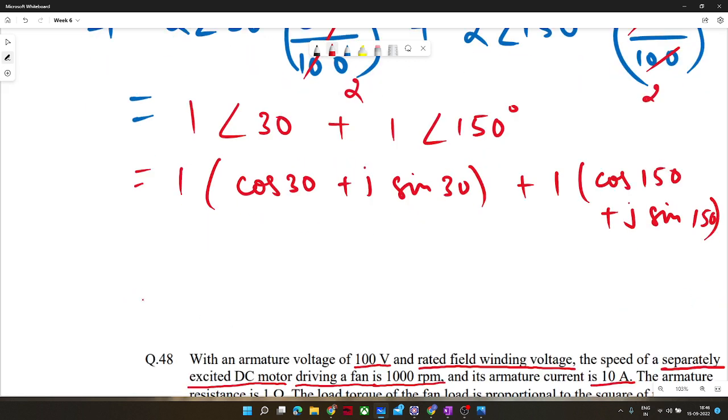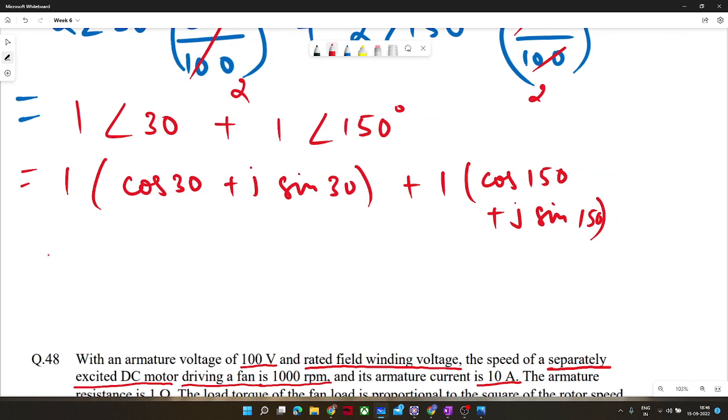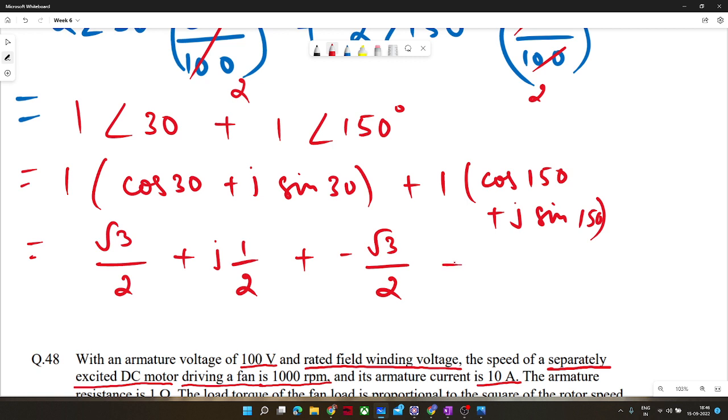In this manner, you can try to solve in GATE exams. So cos 30 would be root 3 by 2 plus j sin 30 would be 1 by 2. Again, cos 150 would be minus root 3 by 2 and j sin 150 would be 1 by 2. So these would cancel each other and it will come out to be j1.